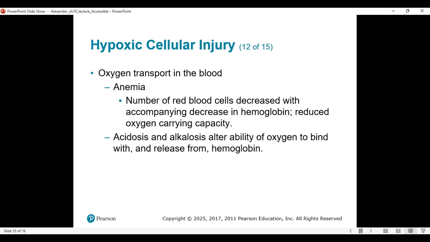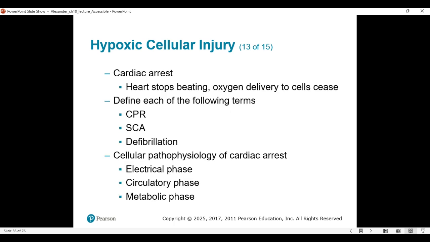So, how's the oxygen transported in the blood? There are things that can affect this, like anemia. This is the number of red blood cells that we have, so the number of hemoglobins are low. It's an iron issue, so we can't make new hemoglobins. Acidosis and alkalosis alter the ability of the oxygen to bind. So if our pH level is off, the oxygen has a harder time binding or staying bound to the hemoglobin. Cardiac arrest, of course, the heart stops beating, the oxygen can't be delivered, so we have no flow at that point.